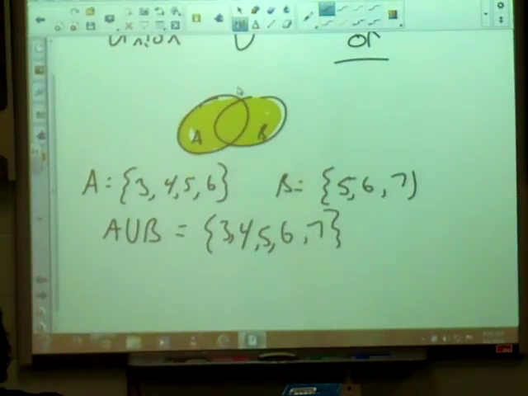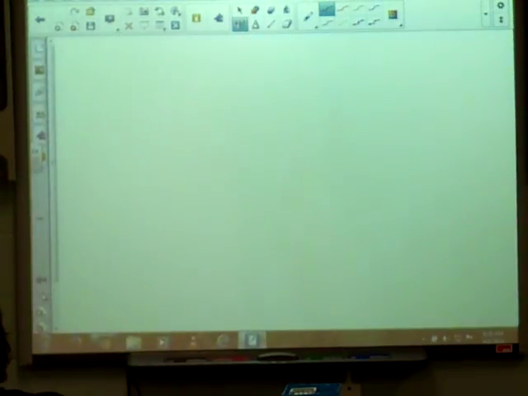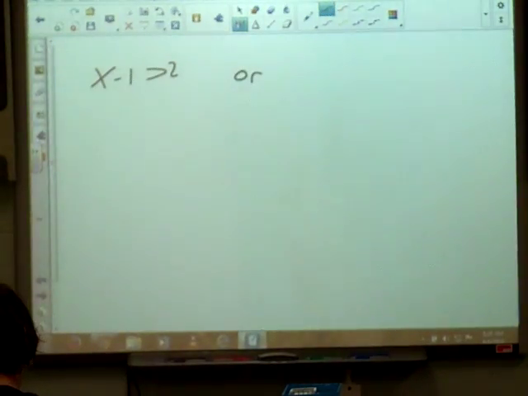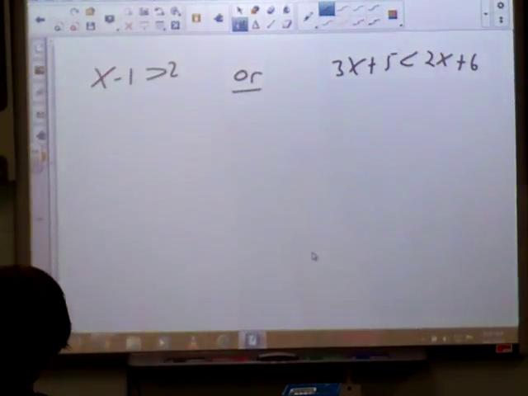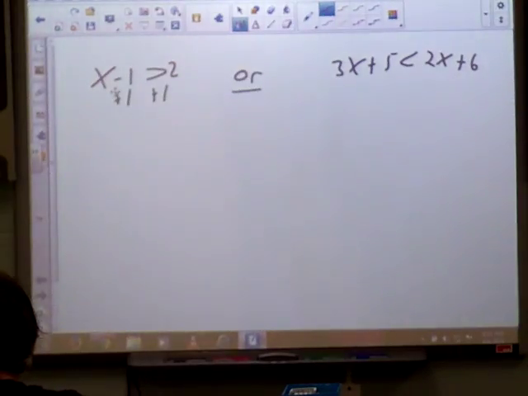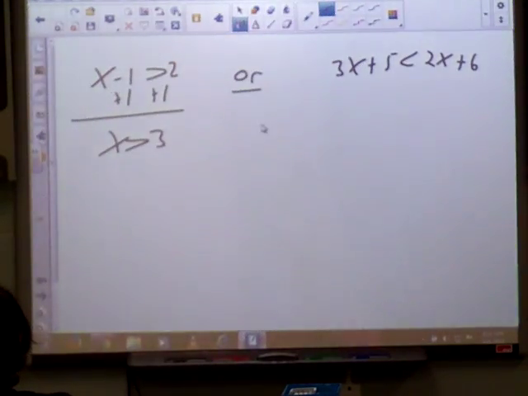Alright, so let's look at some of these with inequalities now. If I have x minus 1 is greater than 2, or, going to the ors now, 3x plus 5 is less than 2x plus 6. Okay, got an easy one on the left and an extra step there on the right. On the left, all you got to do is add your 1. So that one's a one stepper. X is greater than 3.